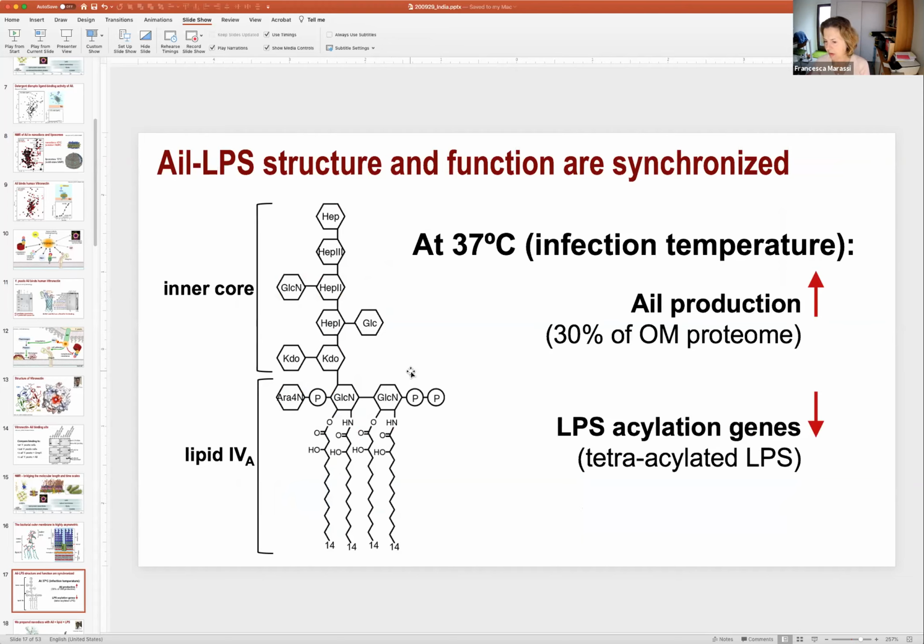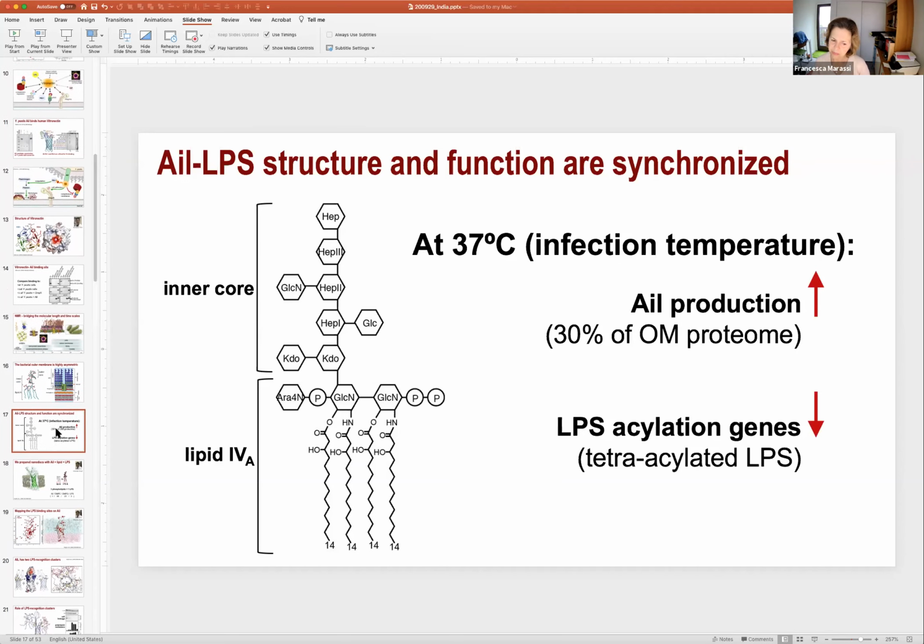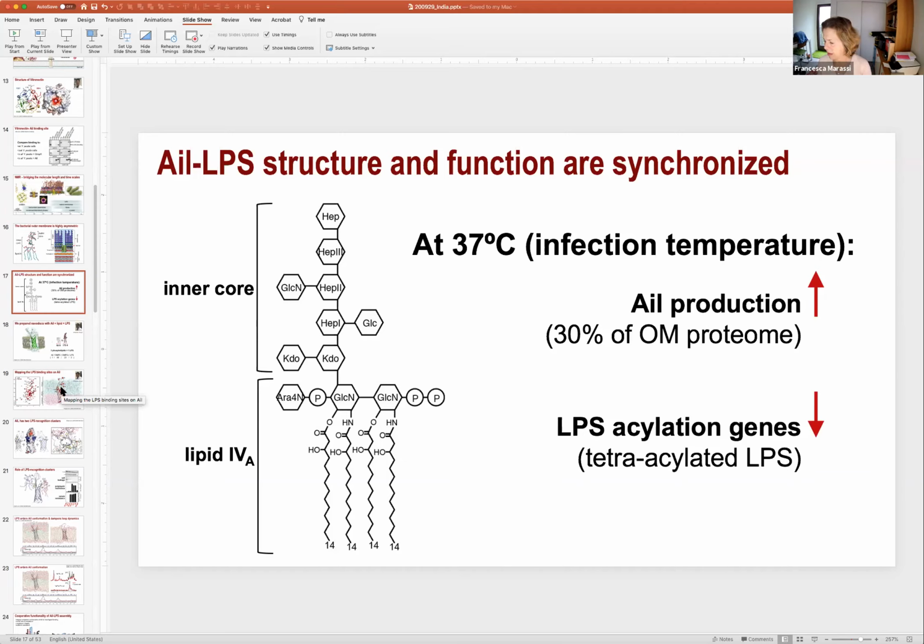So here it is, the structure of Yersinia pestis LPS. Now, the reason it's interesting to look at this is because Yersinia pestis has evolved both Ail and LPS structure in tandem. The expression of Ail and LPS are highly synchronized, meaning that at 37 degrees, which is the human infection temperature, you have this massive production of Ail so that it composes about 30% of the outer membrane proteome. And also you have this downregulation of these LPS acylation genes, which basically make sure that the form of LPS is this tetraacylated form of the molecule. So at 37 degrees you get this structure. And so we asked whether LPS has an effect on Ail, and similarly, does Ail have an effect on LPS? What does that membrane look like?